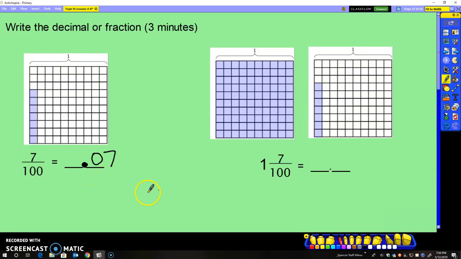The difference over here is that now I have a whole, so I have a mixed number. I have 1 and 7 hundredths. So now I have one whole. Now I have my decimal, and I have 0 tenths, because this tenth is not completely full, but I have 7 hundredths. This 7 is in the hundredths place. I think we're starting to get a lot better at that. But please notice your place values very carefully.